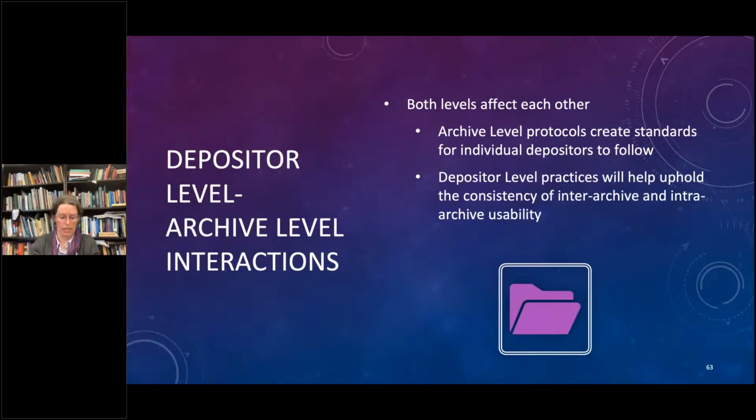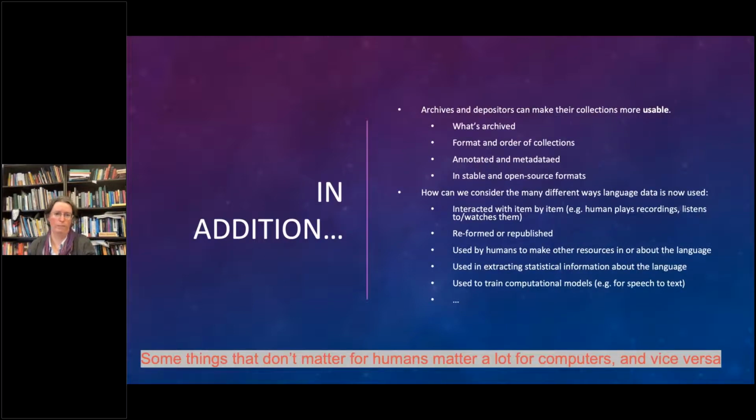Having metadata about the file in the file name is very useful for working computationally with materials, but that's at the expense of file name readability for humans. And so these sorts of things matter quite a lot. So we've talked a little bit about what archives and depositors can do to make their collections more findable and usable. Here's a brief summary of that. In terms of what's archived, the format and the order of collections, how annotated and how metadated they are: what sorts of annotations make it in, what sort of metadata is used and how consistent it is.